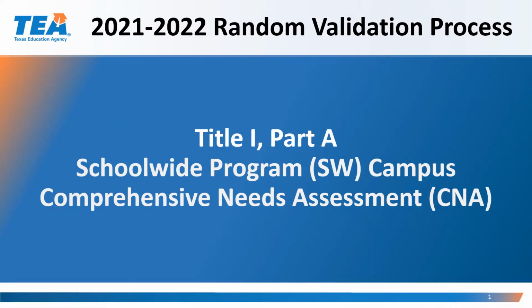This resource video will provide you with an overview of the Title I Part A Schoolwide Program Campus Comprehensive Needs Assessment requirement being monitored as part of the random validation process being conducted by the Federal Program Compliance Division. Each LEA selected to participate in the random validation process for the Title I Part A program was provided the name of one school-wide program campus. The LEA will be responsible for submitting the documentation requested for only that one school-wide program campus.